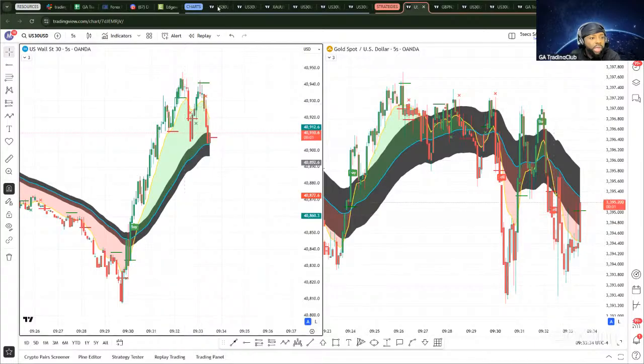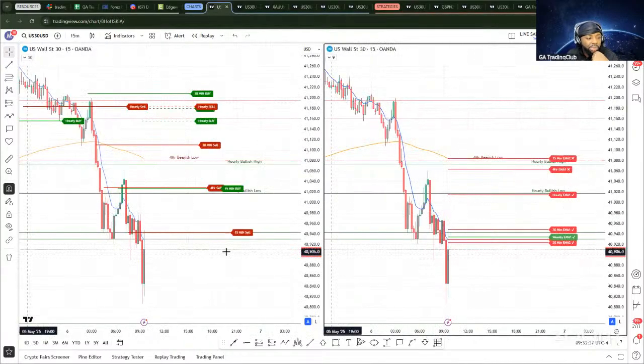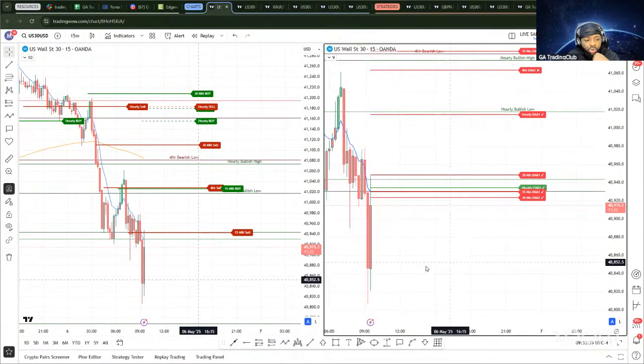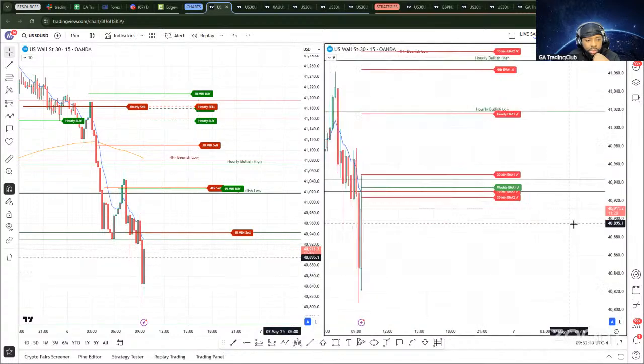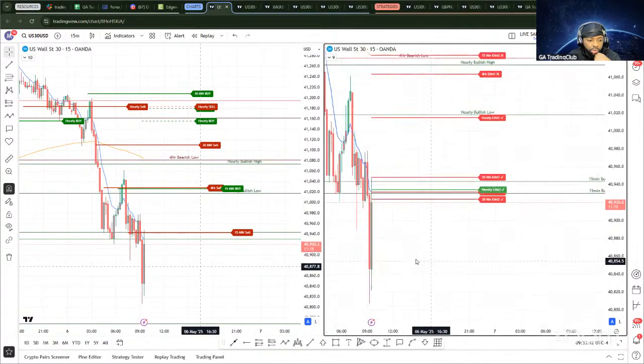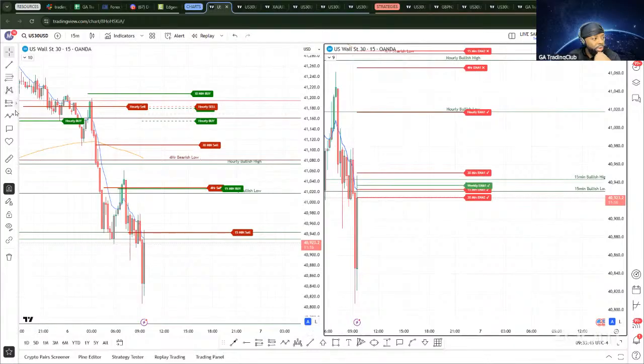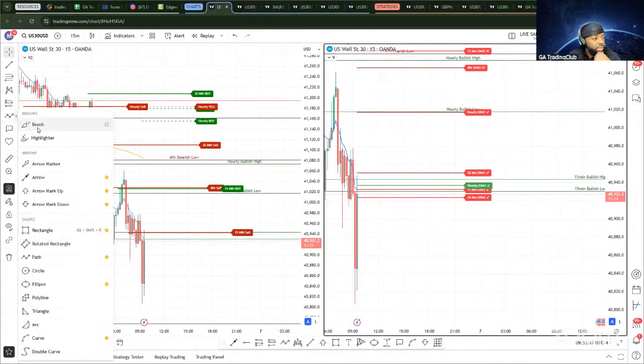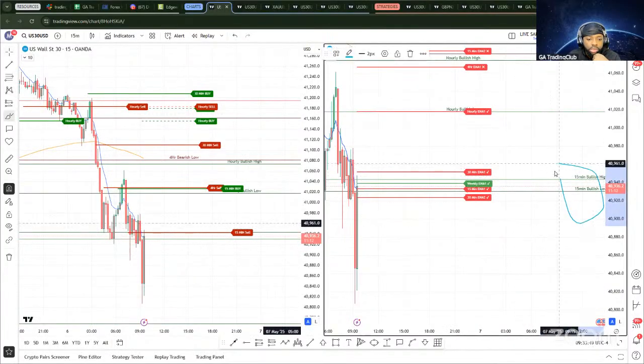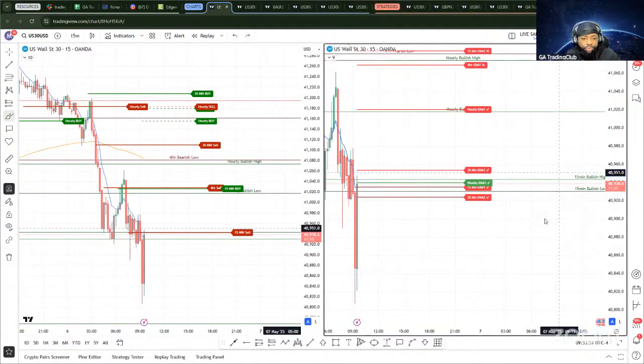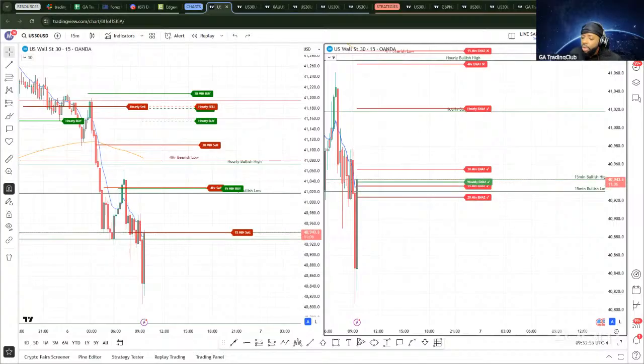So most of these rejection scalps are counter trend. The red flag here was this 15-minute bullish order block that's right here. So this one right here. If you're selling, you want to make sure you don't have a bullish order block around your entry. If you're buying, you don't want to have a bearish order block around your entry.